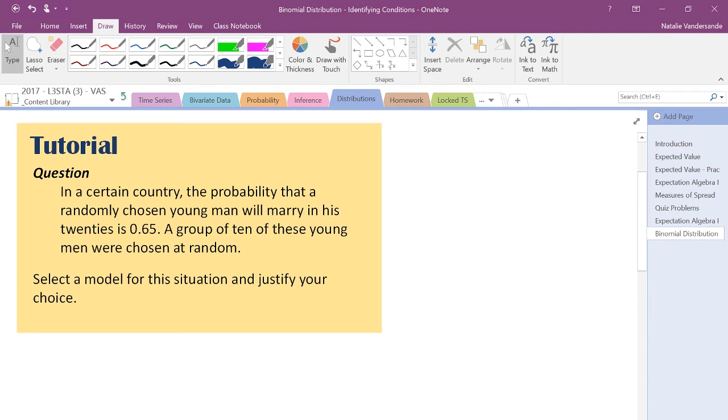Our question is, in a certain country, the probability that a randomly chosen young man will marry in his 20s is 0.65. A group of 10 of these young men were chosen at random. Select a model for this situation and justify your choice.